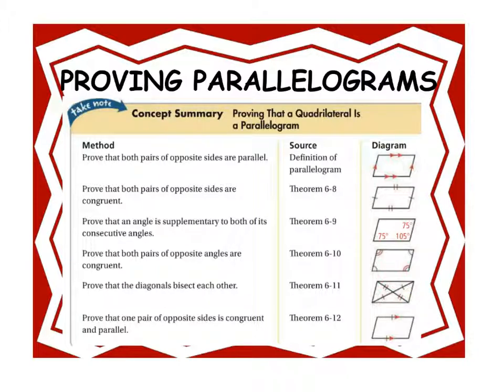This is the one new one that's a little bit different. It's not really one of those properties. It says prove that one pair of opposite sides is both congruent and parallel. So you can see in this picture, if you can prove it's parallel, you don't have to worry about these. And also prove that these are congruent, then you know that you have a parallelogram.